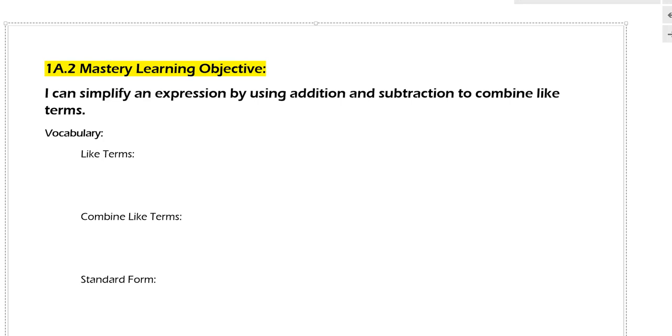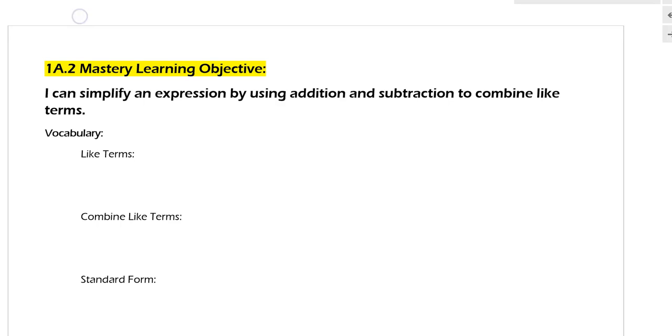Hello guys, we are now looking at 1A.2. Our mastery learning objective for today is I can simplify an expression by using addition and subtraction to combine like terms. So I hope we all know what an expression is, since we just went over that in our last video. I hope we all know what addition and subtraction is. So the only part that might be new to us is what is combining like terms.